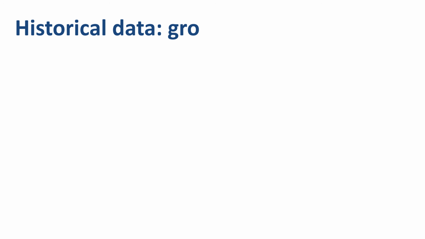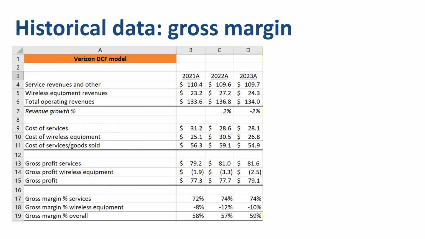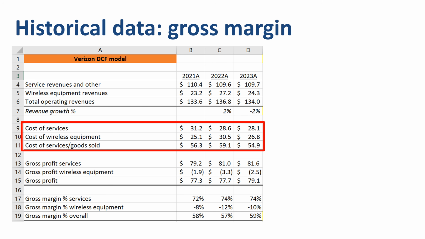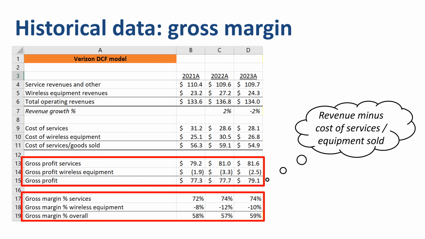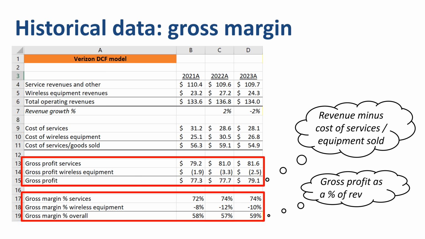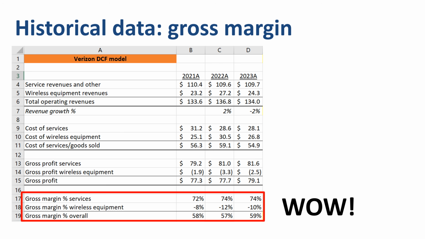After this high-level review of revenue, it's time to incorporate the cost of services sold and the cost of wireless equipment sold, and then calculate gross profit by deducting those costs from revenue. The way I prefer to look at this is on a relative basis. What is the gross margin percentage if we divide gross profit dollars by revenue dollars? This is where we have our first wow moment. Services are hugely profitable, while the equipment sales are running at a loss.